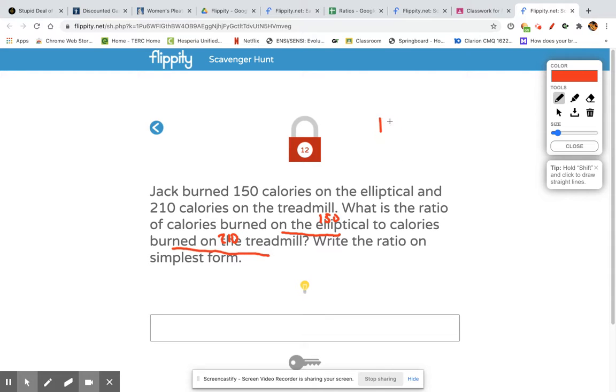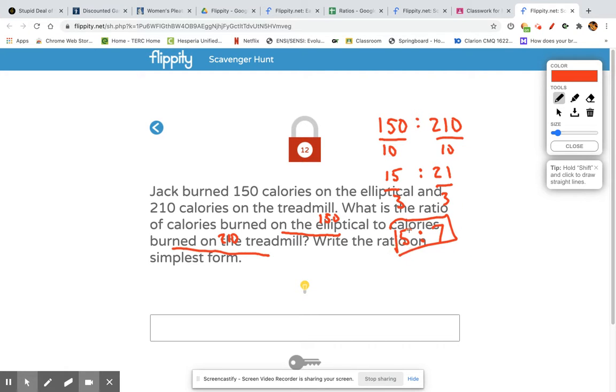So it's 150 to 210. All right, now this isn't the greatest common factor, but I know that 10 goes into both of those. So let's take a look and see what we have when we do this. 150 divided by 10 is 15, and 210 divided by 10 is 21. All right, now there's also a number that goes into 15 and 21. That is 3, right? So 15 divided by 3 is 5, and 21 divided by 3 is 7.